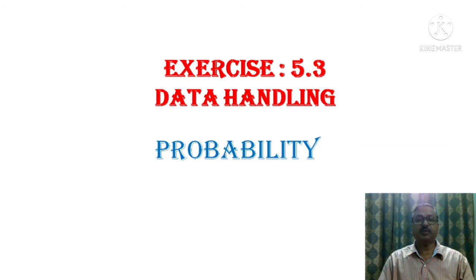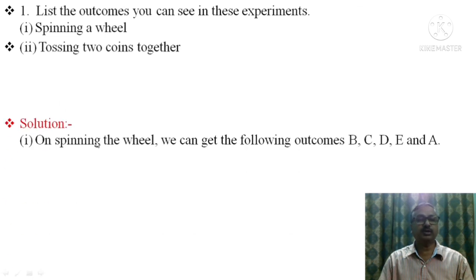This is exercise 5.3 of data handling. The questions are related to probability. So let us start. This is the first question of this exercise. List the outcomes you can see in this experiment. What are the experiments? Spinning a wheel. So a wheel is given. Tossing two coins together. If we toss two coins together, what are the outcomes? We have to note this down. So now see the solution.